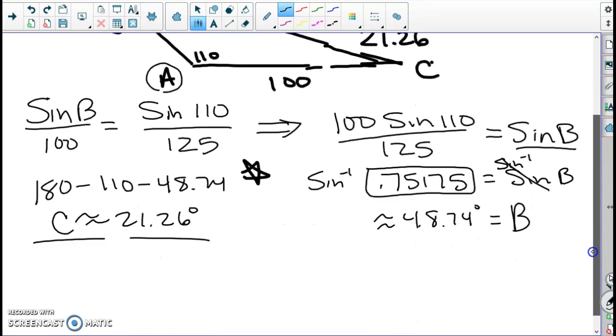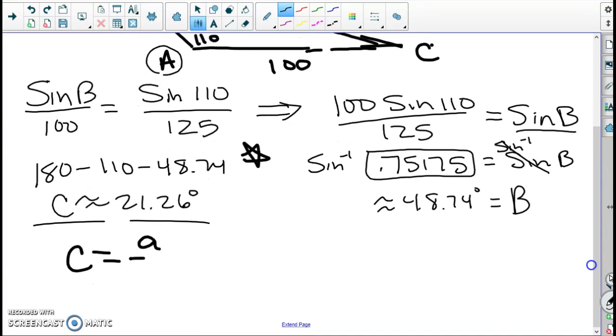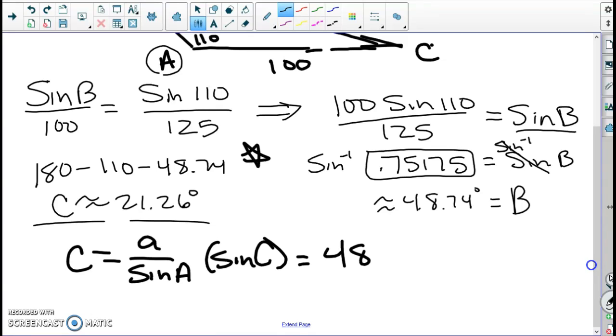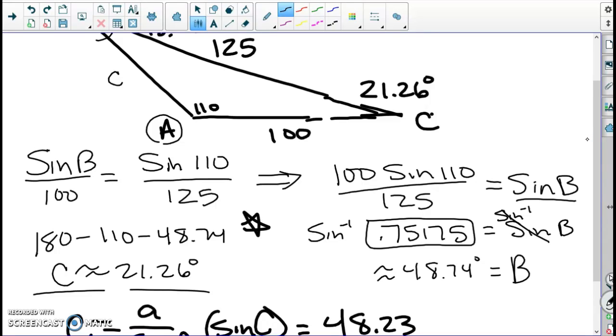And now we can set up our proportions for C, and we'll take a little shortcut here. C is A over the sine of A times the sine of C, big C. So in doing those calculations, we can quickly fill all of that in. We get 48.23, and I don't know if we got the units for the sides. So we got side C is 48.23, and we have solved that triangle.